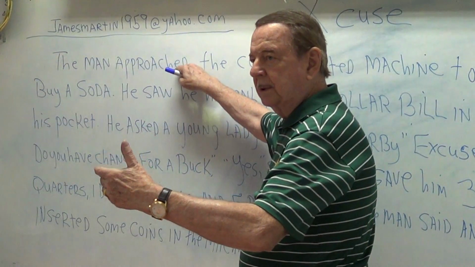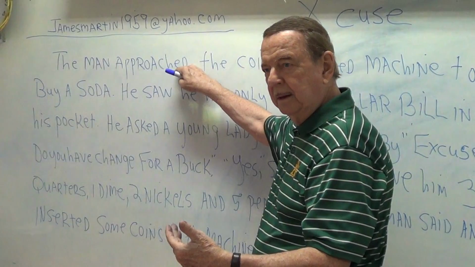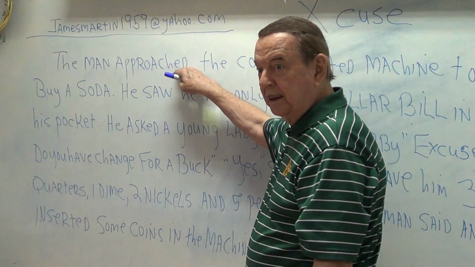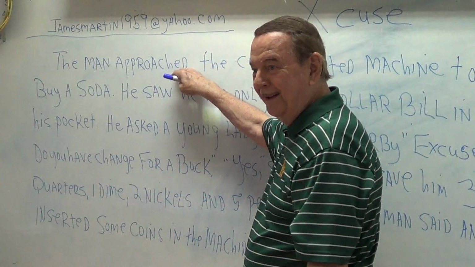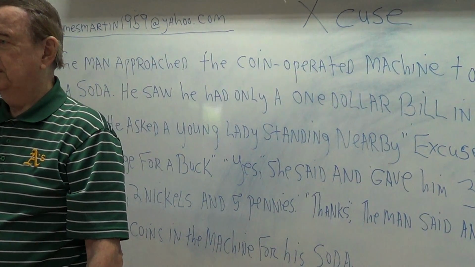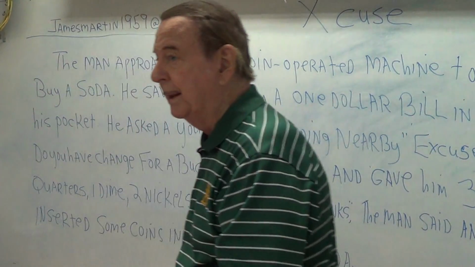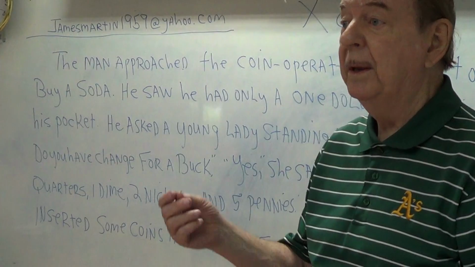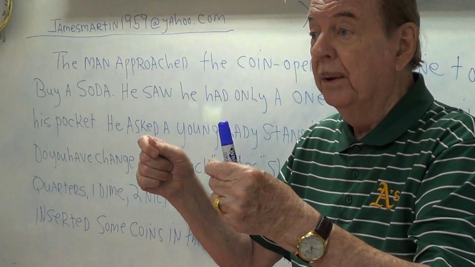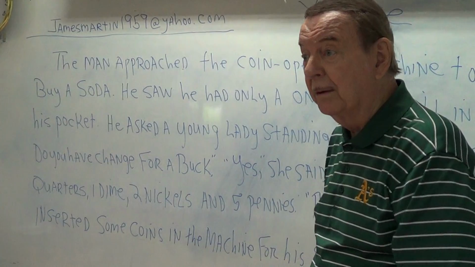So the man approached. He became closer and closer. He walked toward the coin-operated machine. What is a coin-operated machine? Sodas, Coca-Cola, ginger ale, orange juice, whatever. And to operate the machine, you need certain coins, maybe 40 cents. And he reaches in his pocket: a $1 bill, no coins. So if it's coin operated, you need coins, not dollar bills.